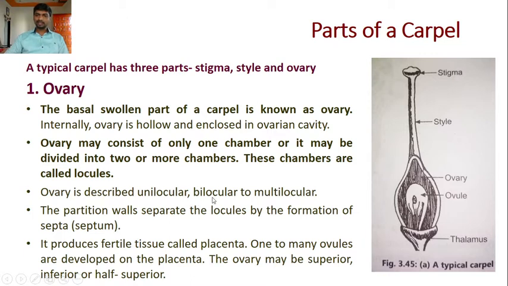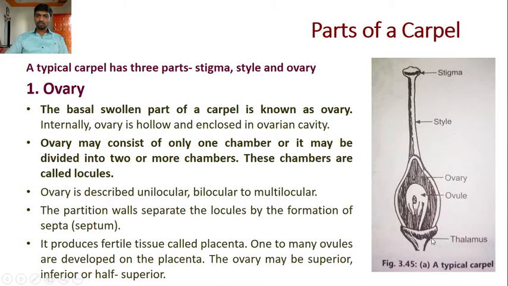The ovary is described as unilocular if it contains a single chamber, bilocular if it has two chambers or locules, and multilocular if it has many. The partition walls separate the locules by the formation of septa, or septum. So the partition walls present between the locules separate them into various numbers, like 2, 3, 4. The ovary produces fertile tissue called the placenta. One to many ovules are developed on the placenta.